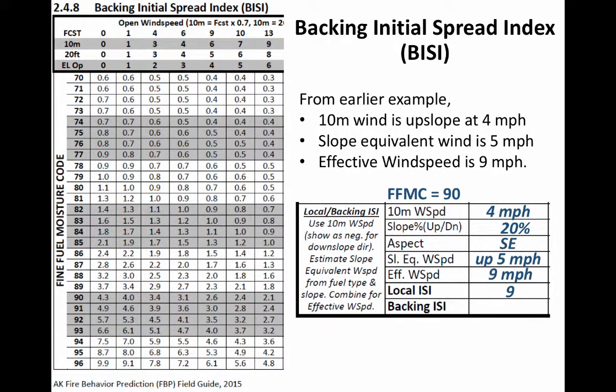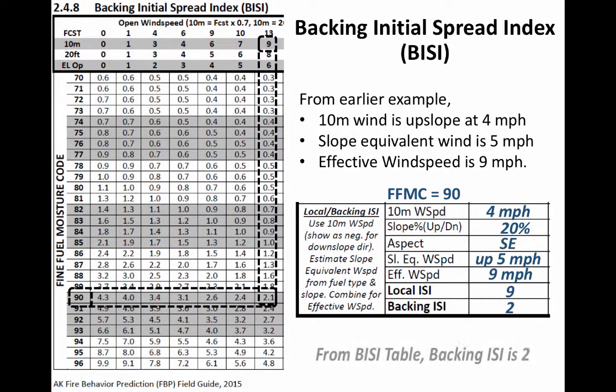If you want to estimate backing fire behavior, use the backing initial spread index table from your field guide. With the same example, the FFMC is 90 and the effective wind speed is 9. The backing ISI is 2.1 or simply 2.